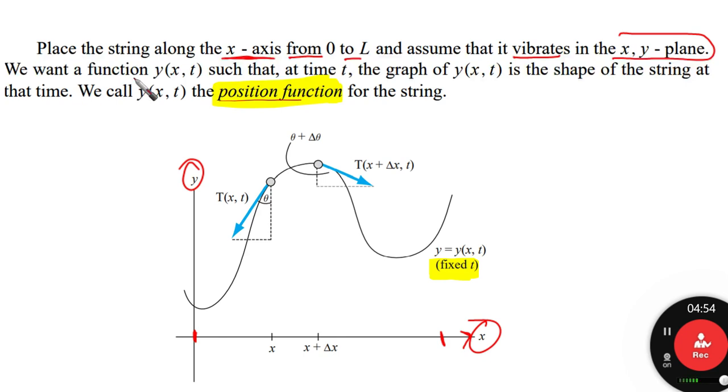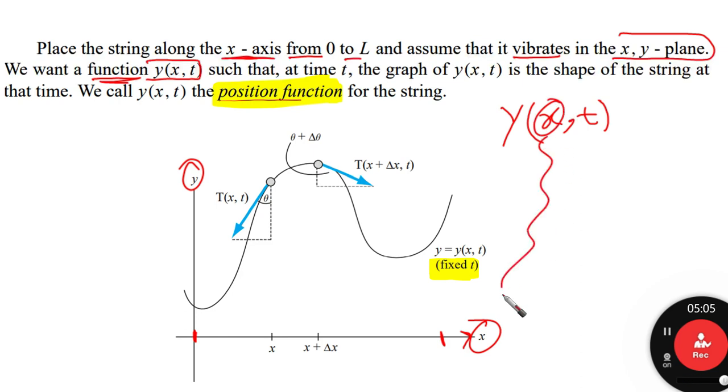So we want a function, take care of this, which is exactly y(x,t). So what is x? It is the horizontal axis, the independent parameter. But we have another parameter here, which is exactly the time, the time at which the profile of the wire or the rope takes a specific, particular shape.